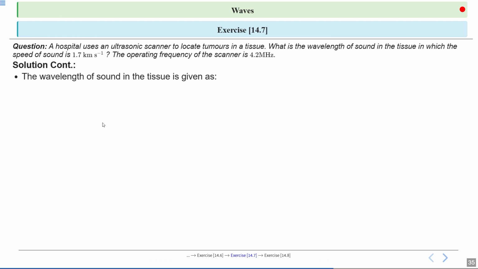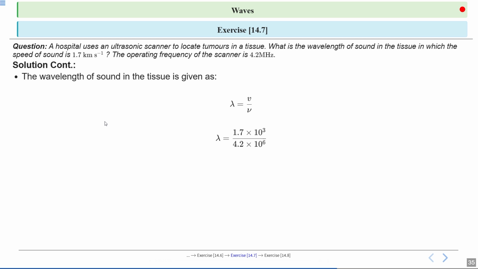Now the wavelength of the sound in the tissue is given as lambda equal to v divided by nu. This shows the relationship between the wavelength lambda, speed v and frequency nu of a wave. So substitute the given values in the formula. This expression calculates the wavelength lambda by dividing two numbers in scientific notation.